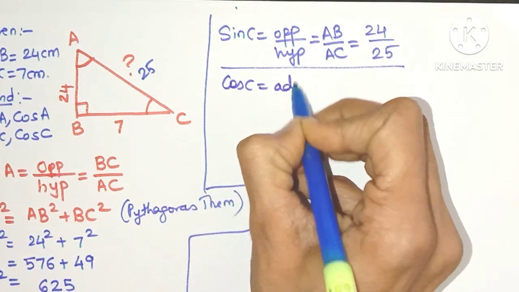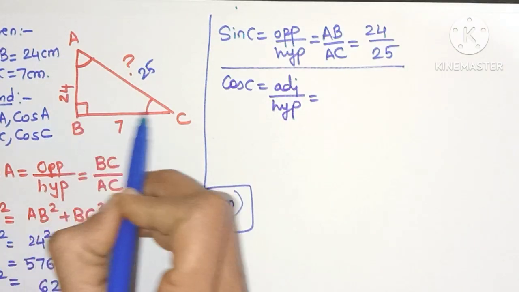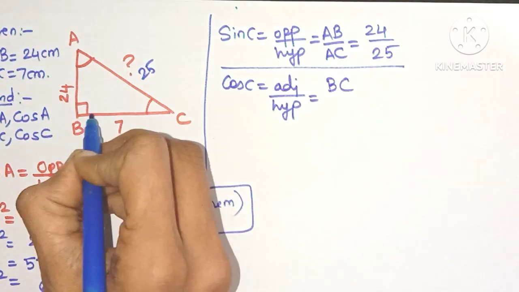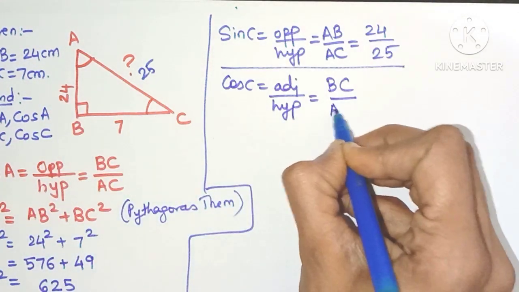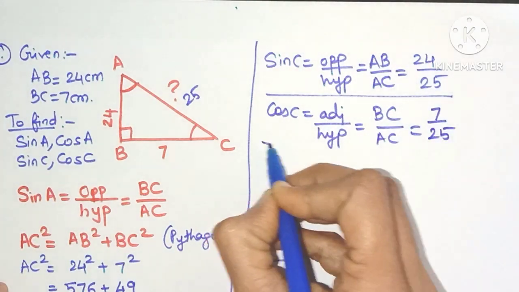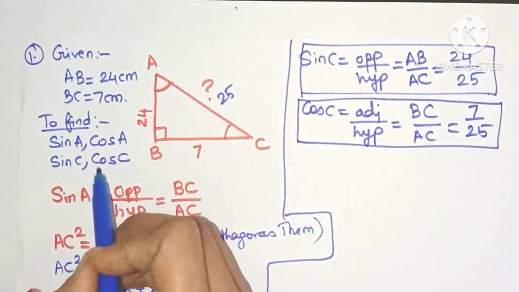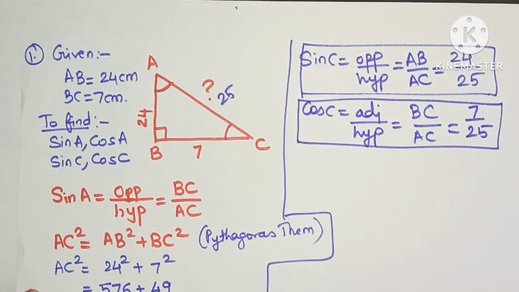Well, cos C is nothing but adjacent upon hypotenuse. Adjacent side for C, yes, it's going to be BC. See, this is BC. The hypotenuse is AC. Now, BC is nothing but 7 and AC is going to be 25. That's it, friends. So we have got all the ratios that they had asked for. I hope you understood this question.